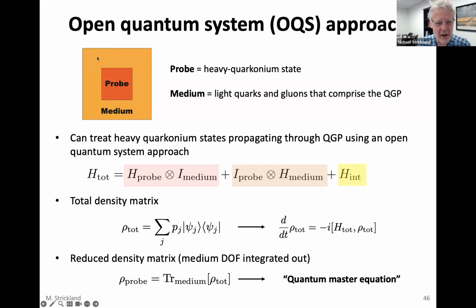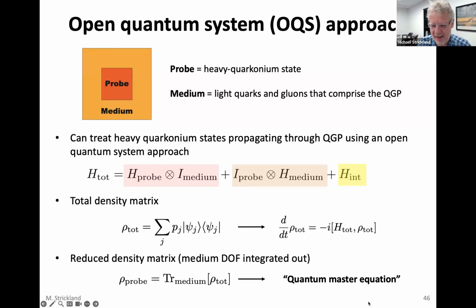If I integrate out these medium degrees of freedom and I only get the density matrix for the subsystem, that's schematically indicated here. In general, you get something called a quantum master equation. And typically this was condensed matter territory, let's say 20 years ago. For example, Anthony Leggett won a Nobel Prize for deriving these kinds of quantum master equations.